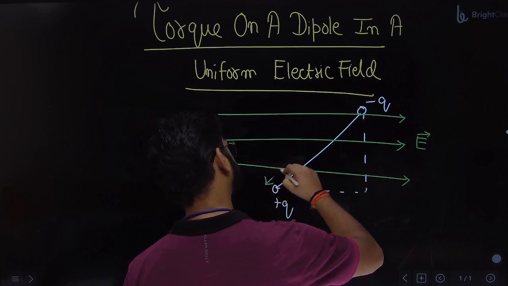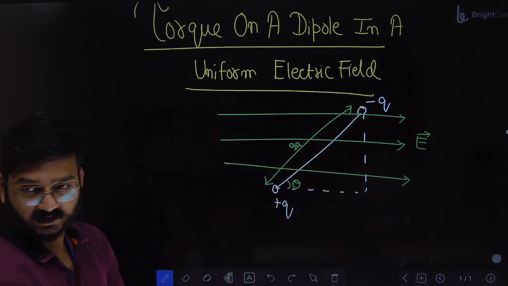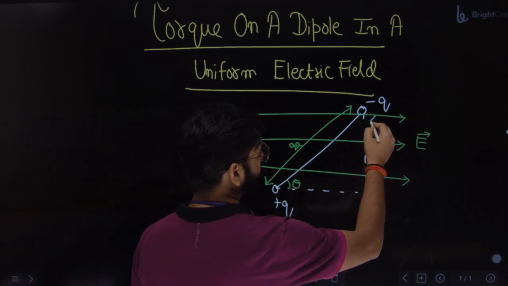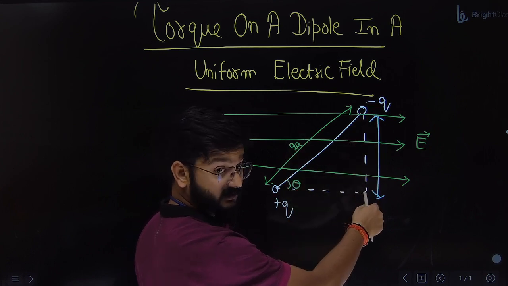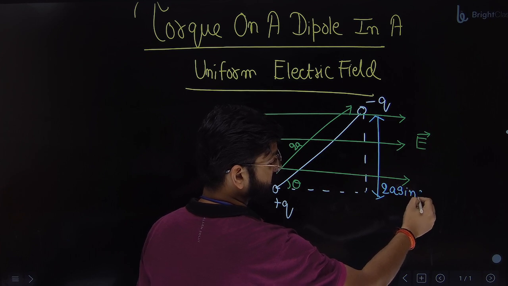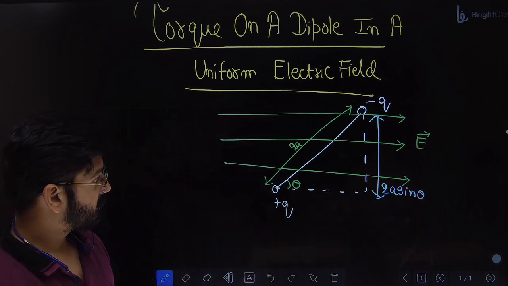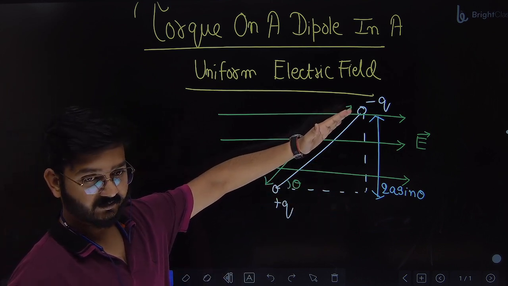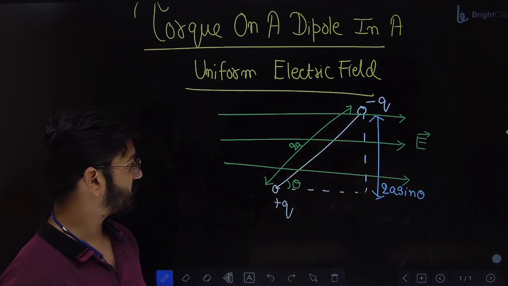And this distance is how much? 2a. Correct? So if that distance is 2a, and this is theta, what will be this much distance? 2a sine theta. Basic trigonometry. Correct? Is the figure clear? Uniform electric field, inclined dipole at angle theta. The distance is 2a, so this distance will be 2a sine theta.